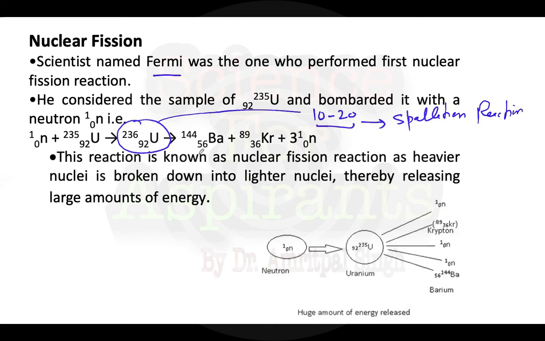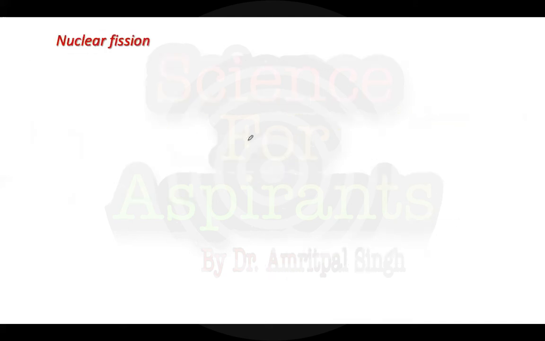If the compound nucleus is broken into many, like 10 to 20, small fission fragments, then that nuclear reaction is known as a spallation reaction. If it is broken into two small fission fragments, then it is a fission reaction, and if it is broken into more than two small fission fragments, then it is a spallation reaction.